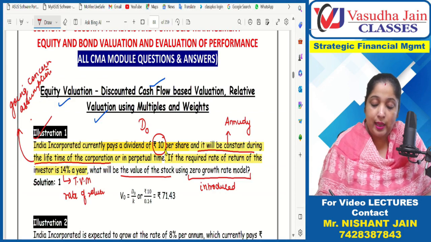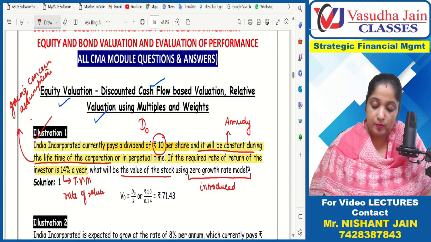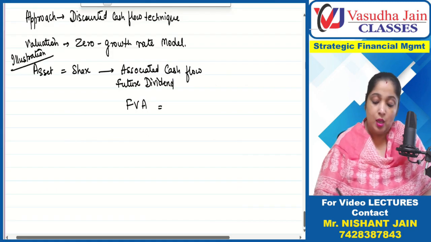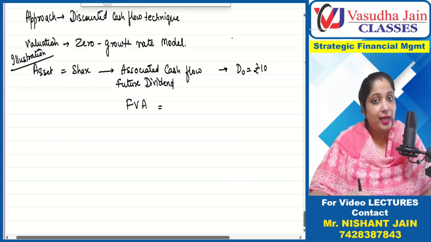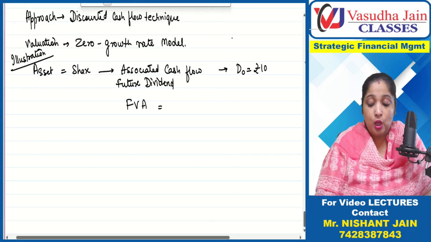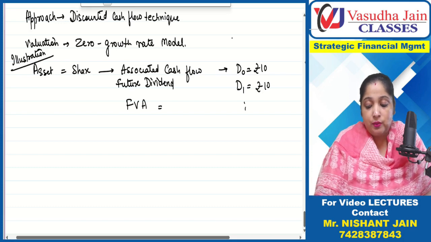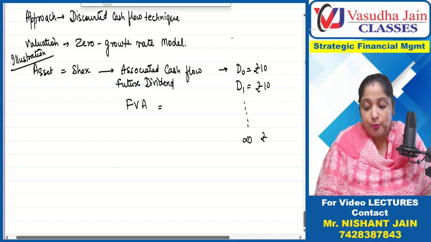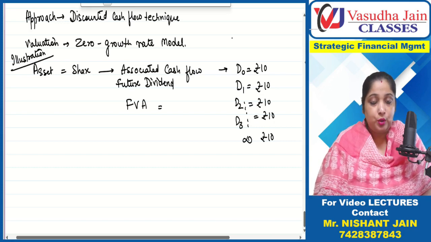The question said currently we are paying 10 rupees, right? So currently the dividend is 10 rupees. Since there is no change in the dividend, there is no growth. So in future also, in the next year also, the dividend will be 10 rupees, and this will continue till infinity. 10 rupees only will be paid every year. So this is what we have to write, the future value annuity.